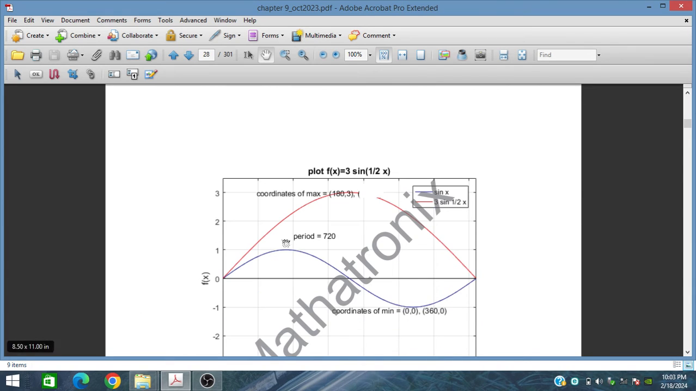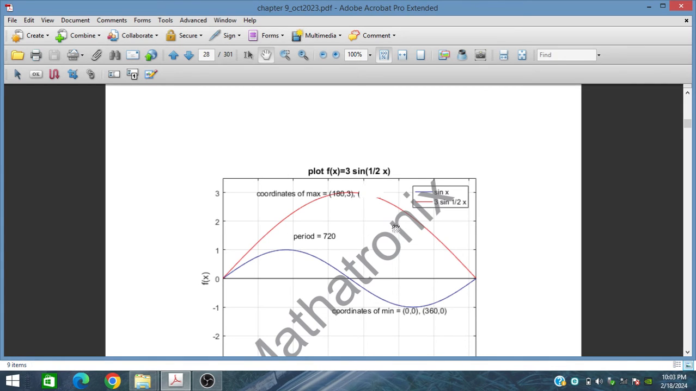Now this one, last one. This is simple sine curve, and here we have 3 sine half x. So this graph is multiplied by 3 times and is represented like this because of this half angle. So if we place here 90, then it becomes 45. At 90 degree, this is 45. And at 180 degree, this becomes 90.